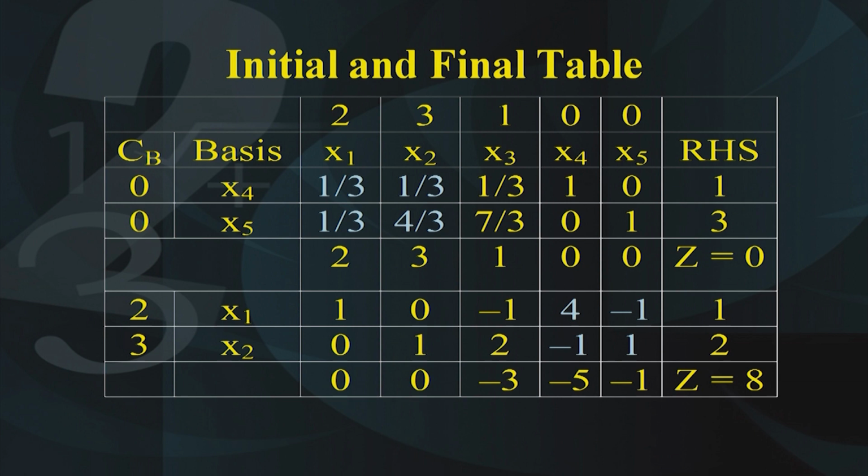On the top row we have the coefficients of the objective function, that is 2, 3, 1, 0 and 0. Now, we will calculate the deviation entries, and they are the same, that is 2, 3, 1, 0 and 0. This is the initial table.